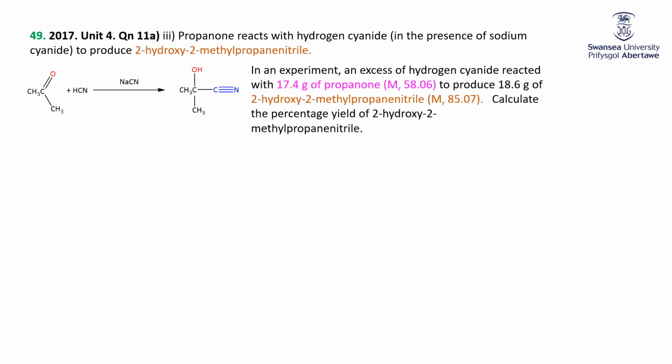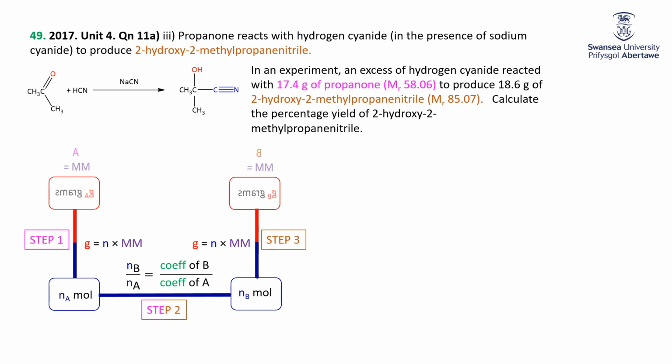So propanone reacts with hydrogen cyanide. There's propanone reacting with hydrogen cyanide to make the 2-hydroxy-2-methyl propane nitrile. Nice question that we have done other parts of in other worksheets. An experiment: excess hydrogen cyanide reacted with 17.4 grams of propanone. So we know that. That's what we're going to be using for our theoretical yield. And it made 18.6 grams. Don't care yet because that's the actual yield of our 2-hydroxy-2-methyl propane nitrile, this stuff.